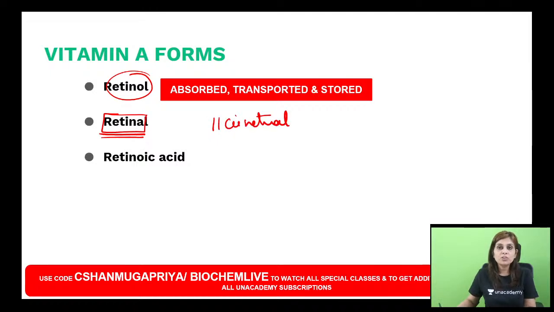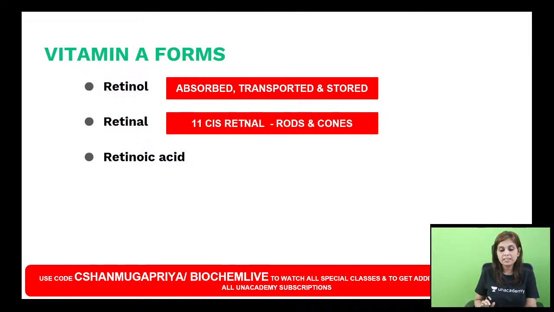Until the rhodopsin or conopsin are stimulated by light, it is all-trans retinal. So retinal is the form that is present in rods and cones. Now retinoic acid, there are two forms of it.